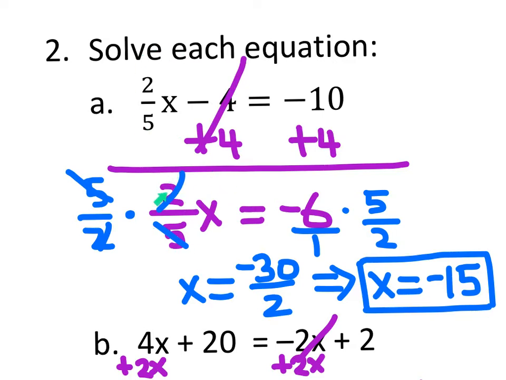In order to get rid of this fraction, you're going to need to multiply by 5, but divide by 2. So that's why we're doing the reciprocal, 5 over 2. And what you do to one side, you do to the other. So we're going to put times 5 over 2 on this side. The 5's will cancel, the 2's will cancel, leaving us with x. And over here, negative 6 times 5 is negative 30, and 1 times 2 is 2. So negative 30 divided by 2 is negative 15. That's what our x value is.